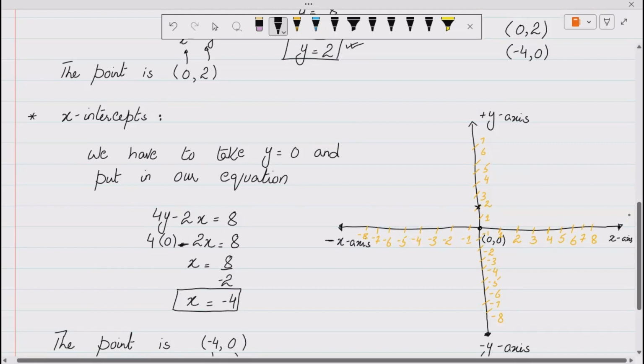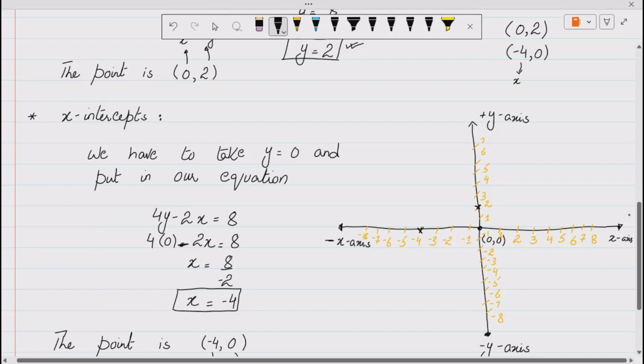Okay, now the second point. The second point is (-4, 0). You can see this point here, so x is negative. We see it on the negative side: -1, -2, -3, -4. And y is 0. On the x-axis, we know y is always 0. So this point is our second point.